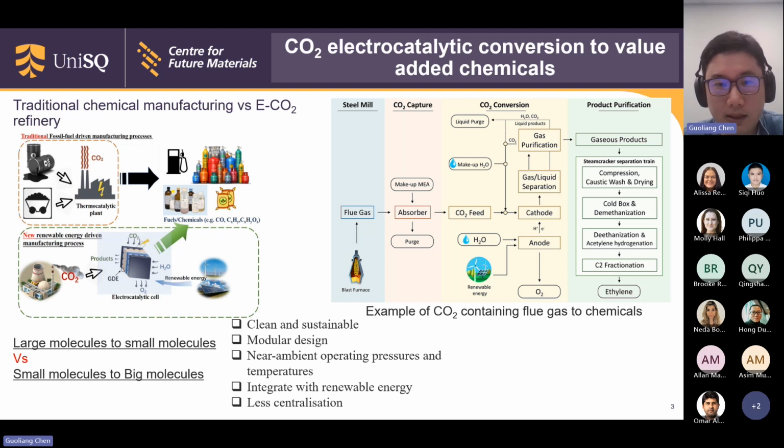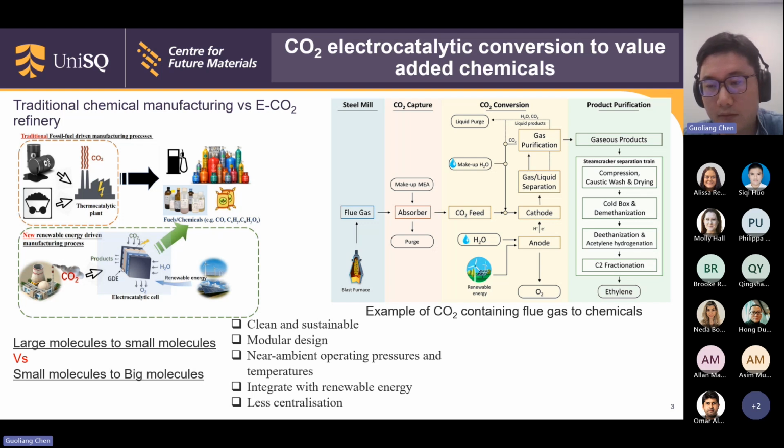Here I'll give you an example where we capture CO2 from the flue gas. We can use some adsorbers to absorb and separate CO2, and use CO2 as a gas feed to the electro cell. Here I have to say the electro cell mainly includes two parts, the cathode part and the anode part. The cathode part is about CO2 electrochemical reduction, but the anode part is oxygen evolution. So we mainly focus on the cathode part.